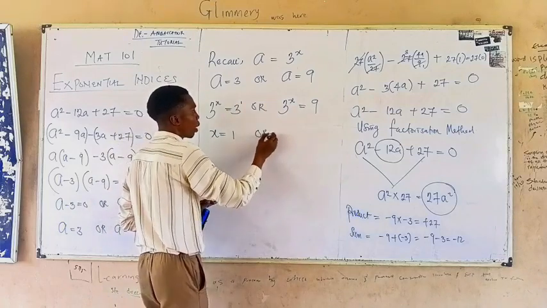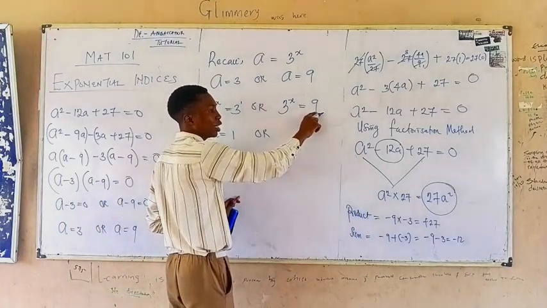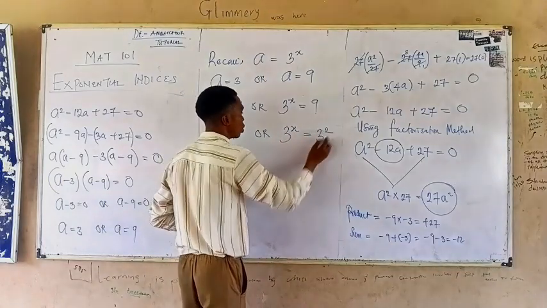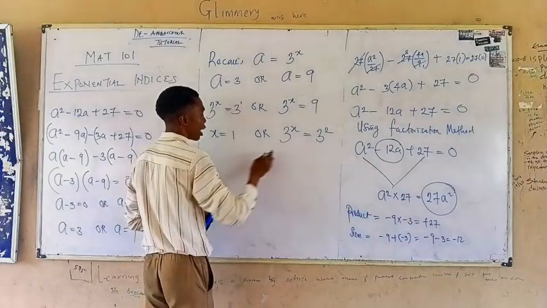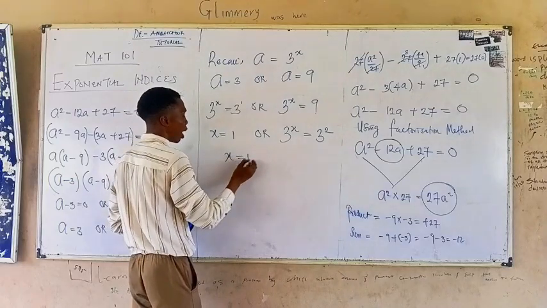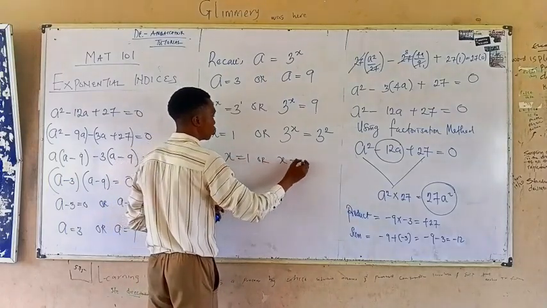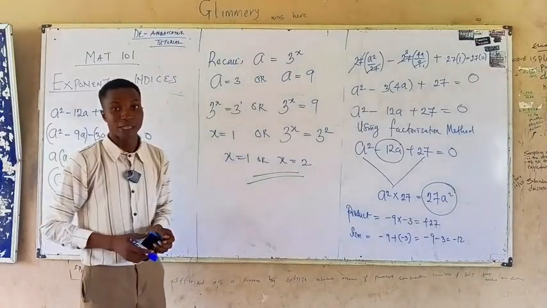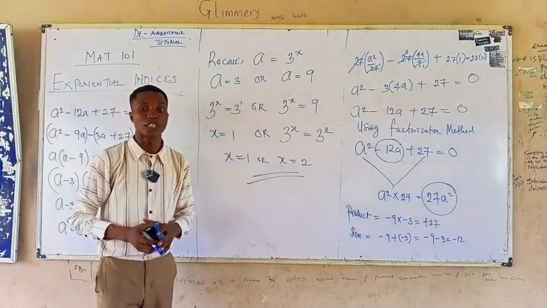Or for the other one, I can convert this to indices by saying 3 in the power of x is equals to 3 in the power of 2. So now they're having the same base, I can literally say my x is equals to 1, or the same x is equals to 2. Now, this is how you get the value of x by making use of exponential indices.